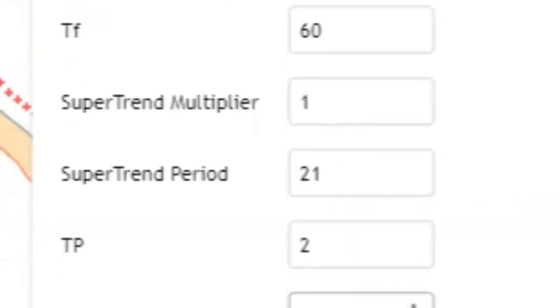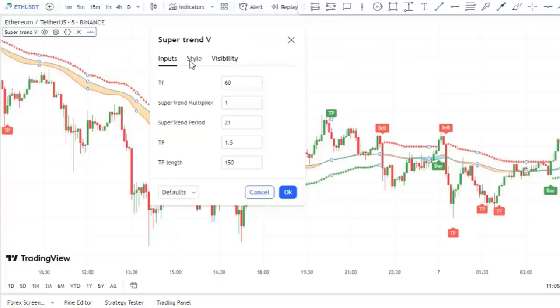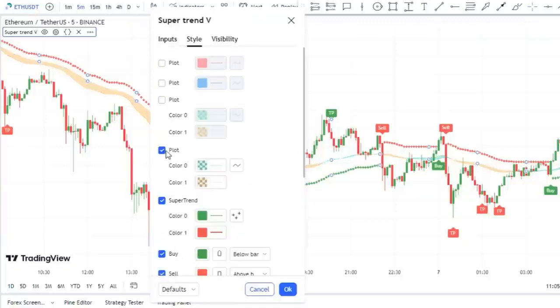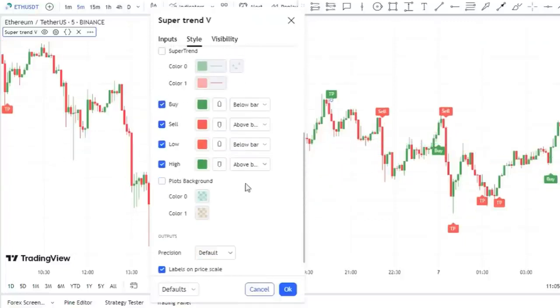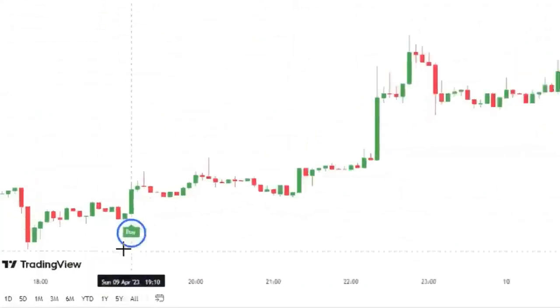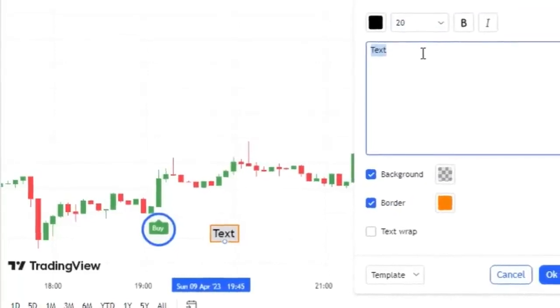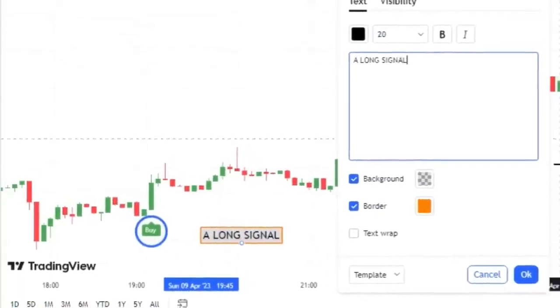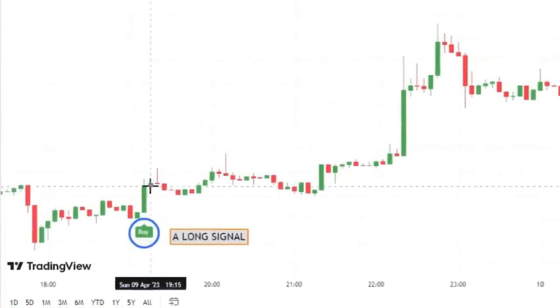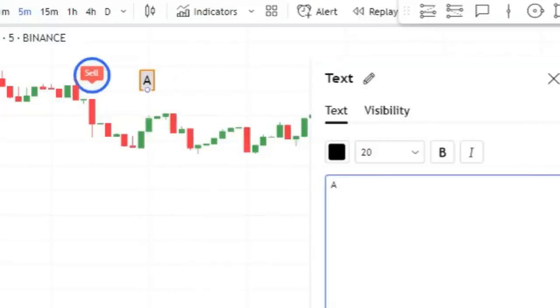The TP to 1.5 and the TP length to 150. Then in the style section, disable all options except for buy and sell options. With these settings, the Super Trend V indicator now functions as a simple buy and sell indicator. So when a buy signal is issued by the indicator, you can enter a long trade. And when a sell signal is issued by the indicator, you can enter a short trade.